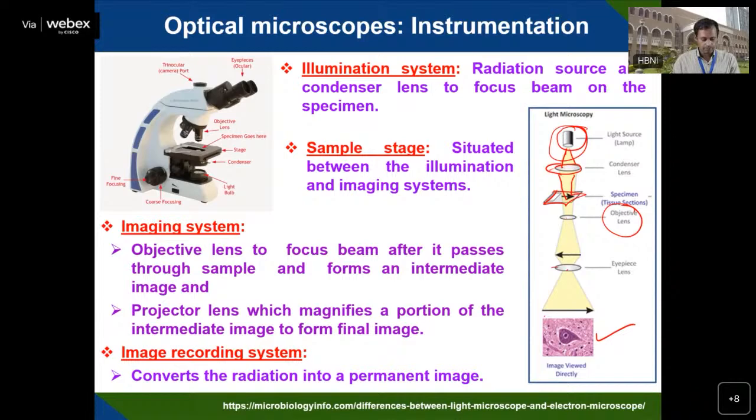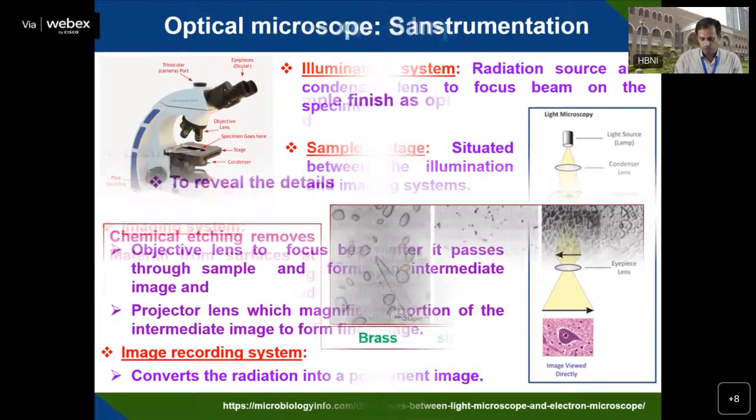So in this case, you have a recording system that converts radiation into a permanent image. So mainly in this type of optical microscope, you have an objective and eyepiece here, then you have a sample stage here, then you have various objective lenses like 10x, 20x, or 5x, depending upon your use. You can exploit that, and you have a focusing axis here that you can use to focus the structure.